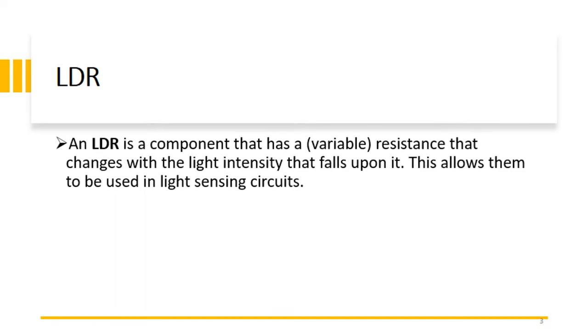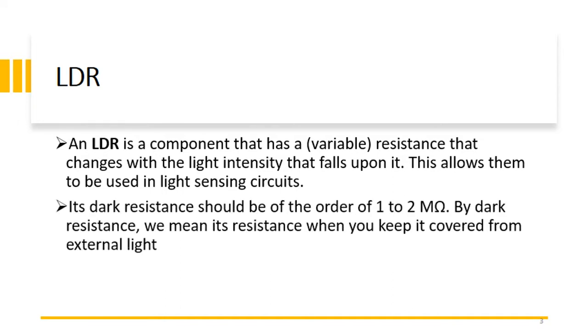Let us see what is an LDR. An LDR is a component that has a variable resistance that changes with the light intensity that falls upon it. This allows them to be used in light sensing circuits. Its dark resistance should be of the order of 1 to 2 megaohms. By dark resistance, we mean its resistance when you keep it covered from the external light.